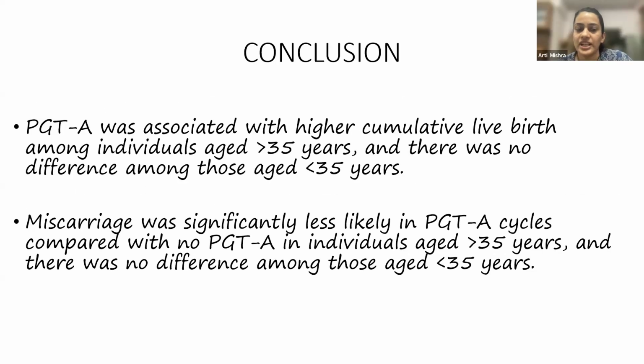So in conclusion, PGTA was associated with a higher cumulative live birth rate among individuals more than 35 years, and there was no difference in individuals less than 35 years. Miscarriage was significantly less likely in PGTA cycles compared with no PGTA in individuals more than 35 years, and there was no difference in individuals less than 35 years.